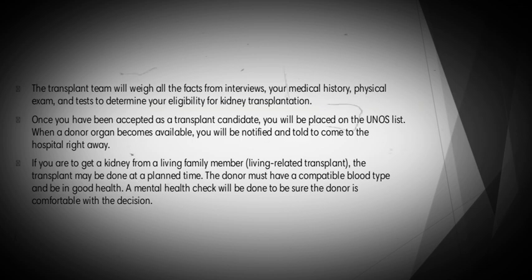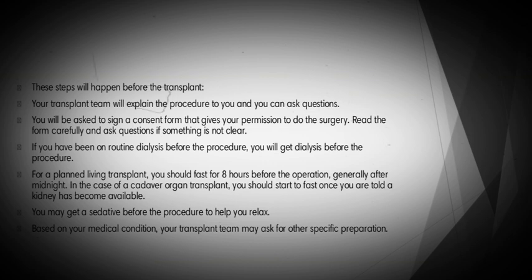Once you have been accepted as a transplant candidate, you will be placed on the UNOS list. When a donor organ becomes available, you will be notified and told to come to the hospital right away. If you are getting a kidney from a living family member, the transplant may be done at a planned time. The donor must have a compatible blood type and be in good health. A mental health check will be done to show the donor is comfortable with the decision.